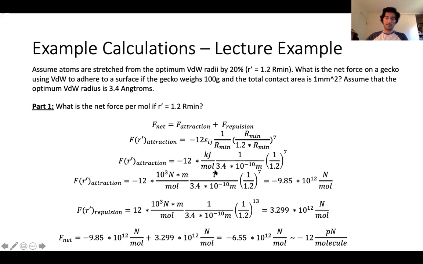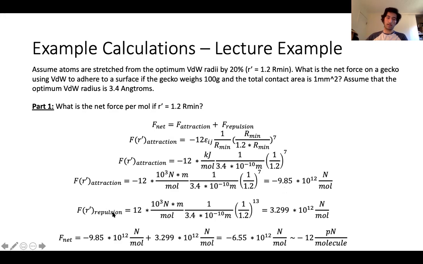If you simplify this a little more and make substitutions for the units, here I'm assuming that epsilon ij is 1 kilojoule per mole, and this R min is 3.4 times 10 to the negative 10 meters, because that's just 3.4 angstroms. The R mins cancel, and you get this expression. If you continue simplifying, you will get this value for the force of attraction between the gecko and the surface, in newtons per mole.